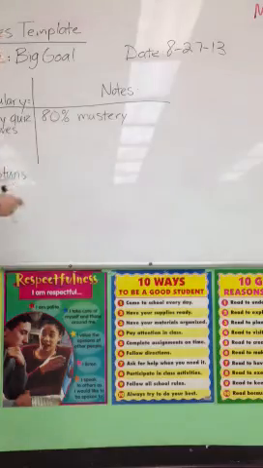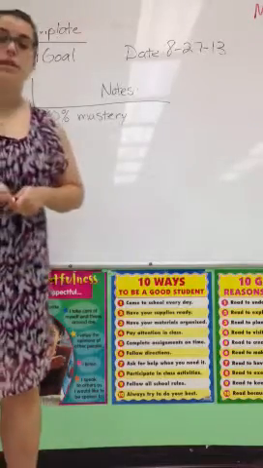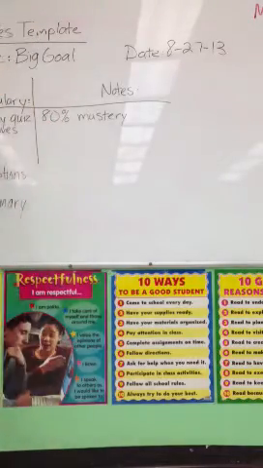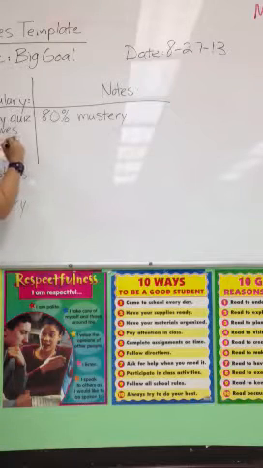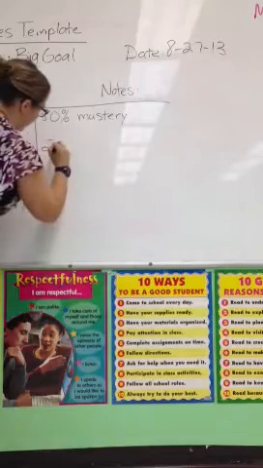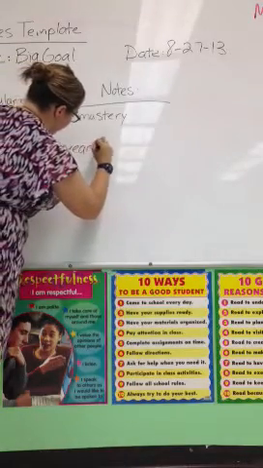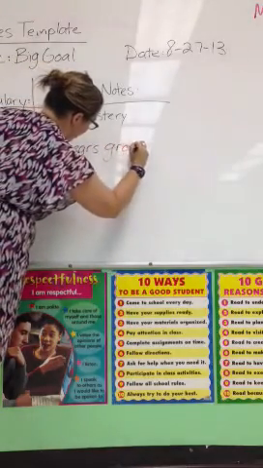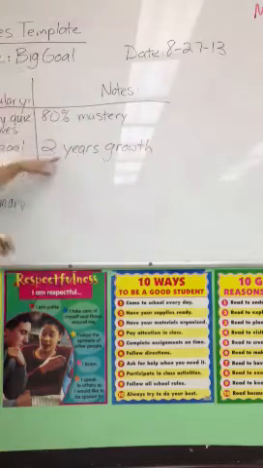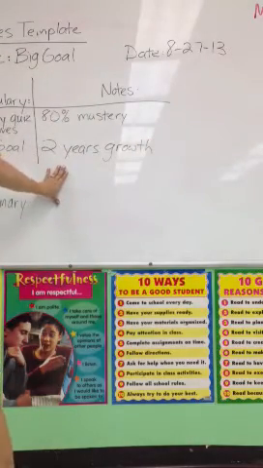The second goal was 100% of scientists will grow 2 years on the MAP test. We'll call this a MAP goal. So our MAP goal is 2 years growth.